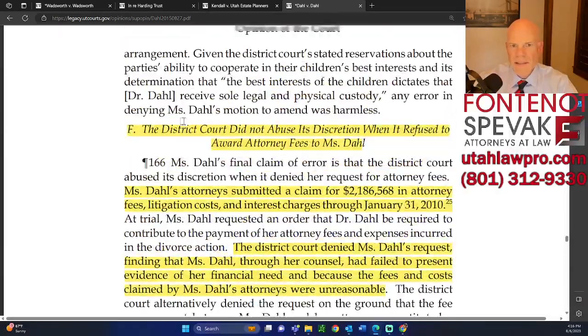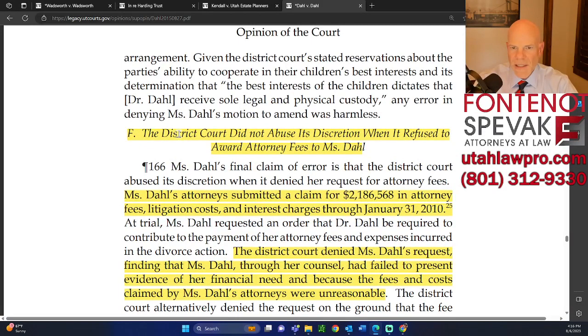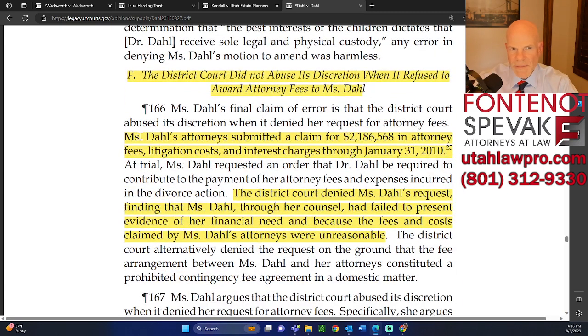Now, in this Dahl case, the district court did not award attorney fees to Ms. Dahl. And the Supreme Court found that the trial court did not abuse its discretion when it refused to award those things. And there were two main reasons for that. So keep in mind, Ms. Dahl's attorneys submitted a claim for over $2 million in attorney fees, litigation costs, and interest charges through the trial.